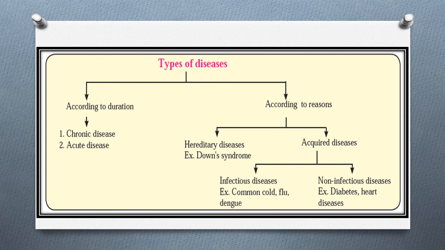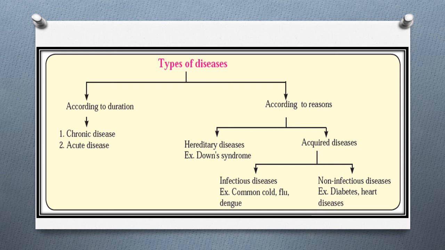Now let's see the diseases according to the reason. According to the reason, there are two types of diseases. First is hereditary disease. These hereditary diseases are transmitted from generation to generation, that means from parents to offspring, then their offspring. An example of a hereditary disease is Down syndrome. Just now I explained what Down syndrome is: a syndrome causing developmental and intellectual delays.